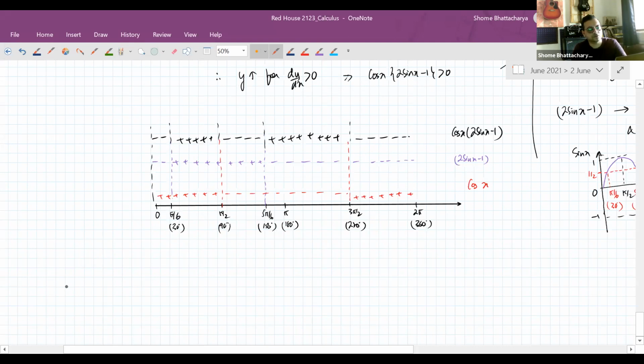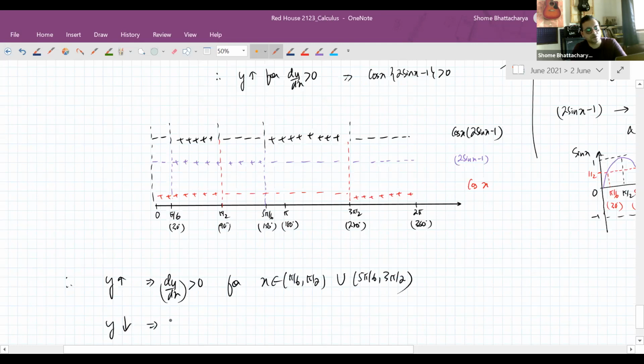So you can see that therefore, y increases, or dy by dx is positive, for x belonging to this interval here, pi by 6 to pi by 2, union with this one, 5 pi by 6 to 3 pi by 2. Whereas y is decreasing with respect to x, or dy by dx is negative, which means that this quantity here is negative.